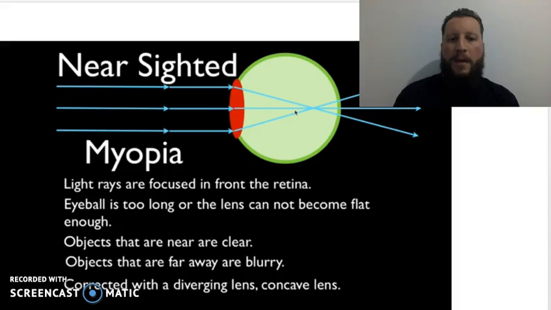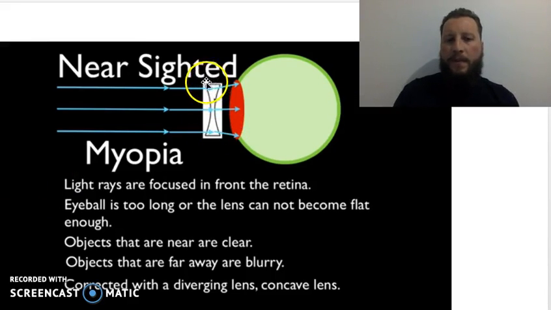Now, with myopia, the objects that are near are pretty clear, but objects that are far away are blurry. And they're corrected with what we call a diverging lens or a concave lens. Remember, that's the one that doesn't look like this. The insides of it are not bulging out, they're actually being pointed in. I haven't really got a very good diagram of this, but if you can imagine, this part here is just the lens, so it's bulging in. We call that a concave lens because it's almost like a cave. It goes inside, just like inside the cave.